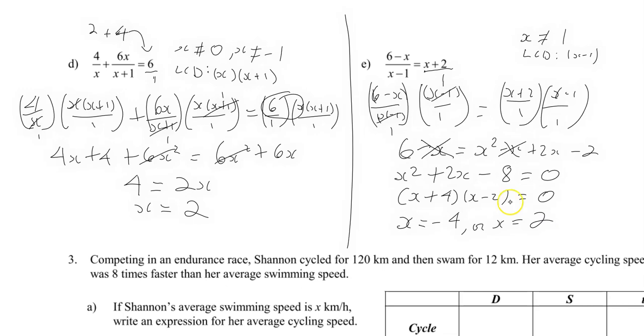So those should both work, right? So if we put a 2 in here, we'll get 4. 6 minus 2 is 4. 2 minus 1 is 1. So that'll also be 4. Negative 4: 6 minus negative 4 is positive 10. Negative 4 minus 1 is negative 5. Positive 10 over negative 5 will give us negative 2. And negative 4 plus 2 will give us negative 2. So both of these are solutions.